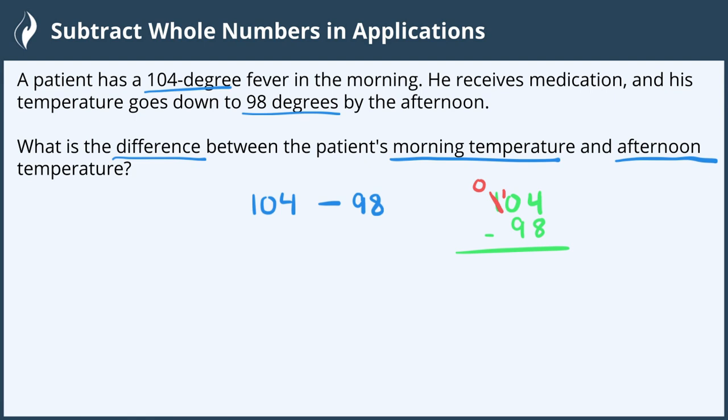But I still need to borrow for that 4 or ungroup. So I'm going to cross this out and make it 1 less, which is 9. And that gives me a 1 to give to the 4. Now I have 14 minus, or not a 1, a 10. So I have 14 minus 8, which gives me 6 for my answer. And then I have 9 minus 9, which is 0, and 0 minus 0, which is also 0. So my whole answer is 6.